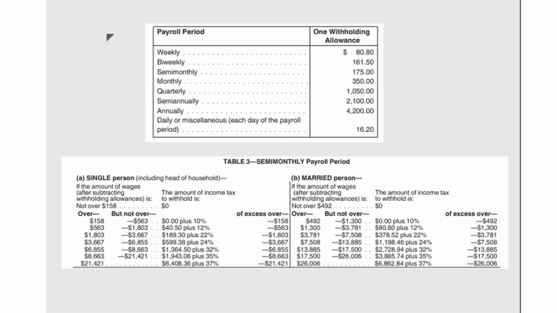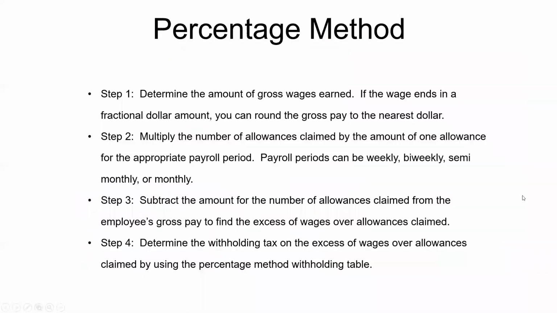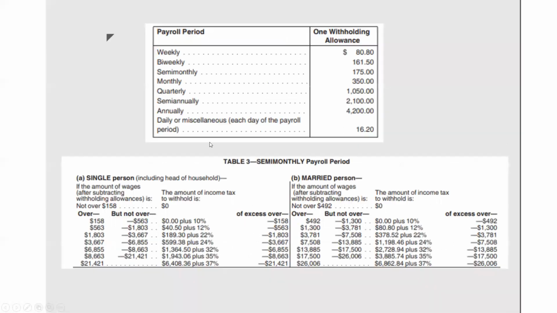To the right, you can see the withholding for one allowance. So that's what I'm talking about in step 2, where you multiply the number of allowances claimed by the employee by the amount of one allowance for the payroll period. Step 3, you subtract the amount for the allowances to get the excess wages, and we'll go over this in just a second. And then you determine the withholding tax on the excess of wages over the allowance claimed using the percentage method. Okay, so we talked about that table up on the top. The table on the bottom here says table 3. This is the semi-monthly payroll period. So in the Circular E, there are lots of different schedules for these.